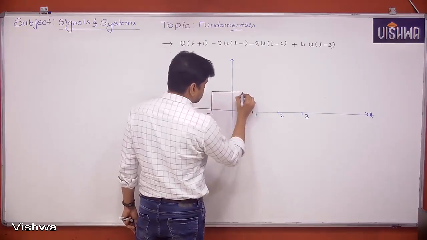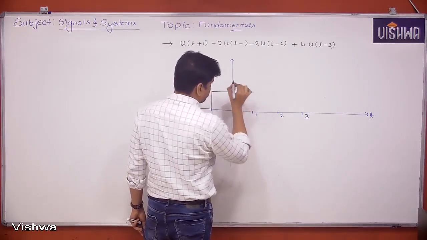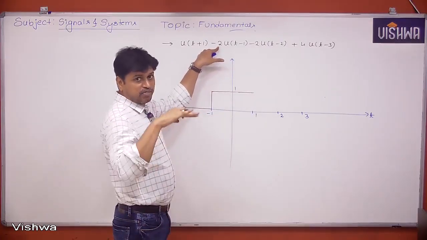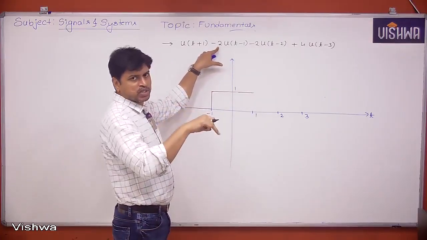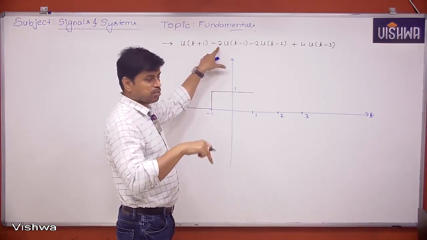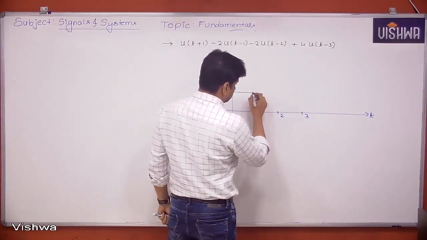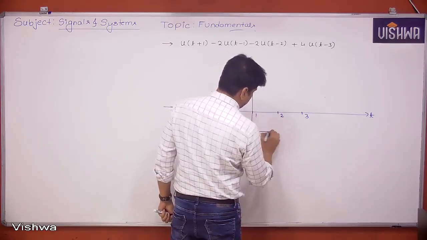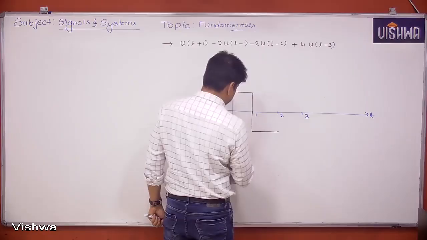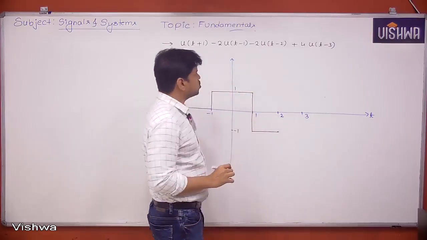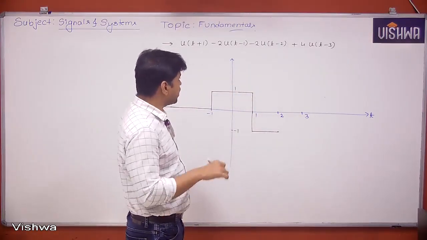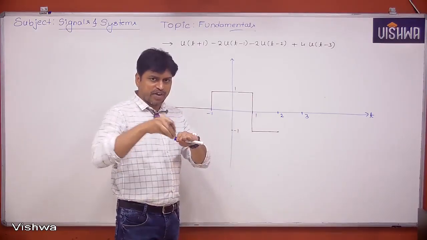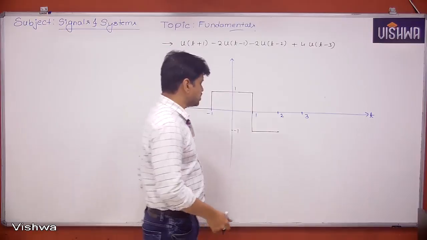It will continue up to next discontinuity. At 1, it is introducing -2. Already 1 is the amplitude. If I am introducing -2, then the new amplitude is going to be -1. So it will jump to a new value which is -1. It will continue up to next discontinuity. At 2, it is introducing again -2. That means it will again drop to, already -1 is the amplitude. Again if I add -2, it will drop to a new value which is nothing but -3.